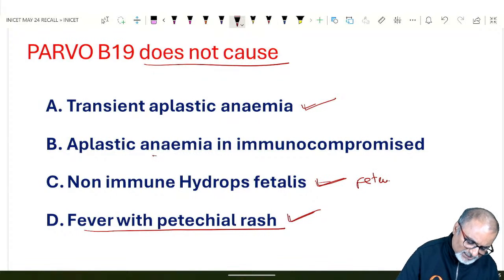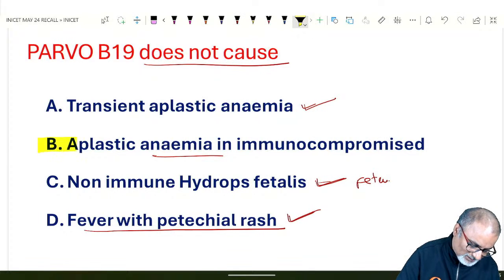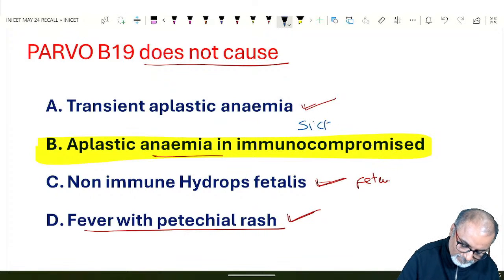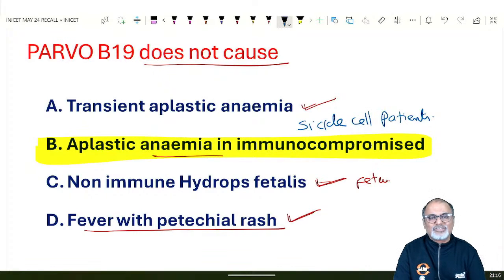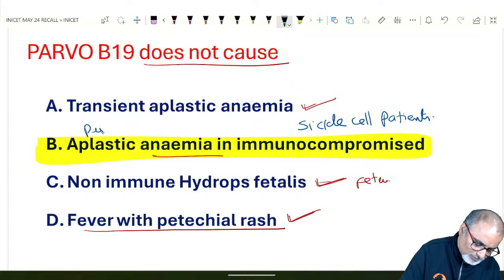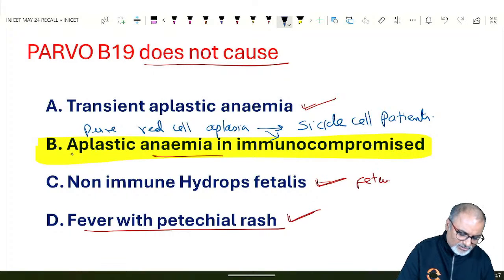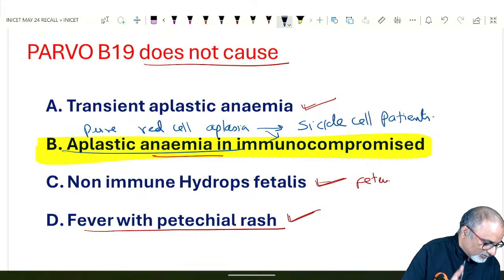It causes aplastic crisis, pure red cell aplasia in sickle cell patients, not in the immunocompromised. In immunodeficiency, it won't cause it. That is called pure red cell aplasia in sickle cell patients, not immunocompromised. I will change the option. Aplastic anemia and pure red cell aplasia both have the same meaning. I will put the correct word, pure red cell aplasia. Don't worry.